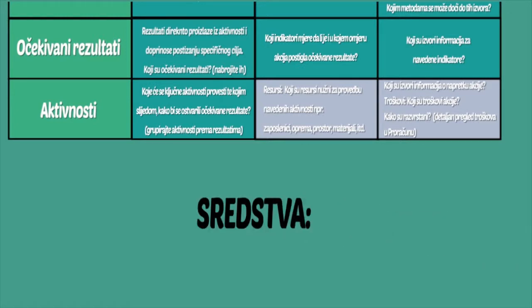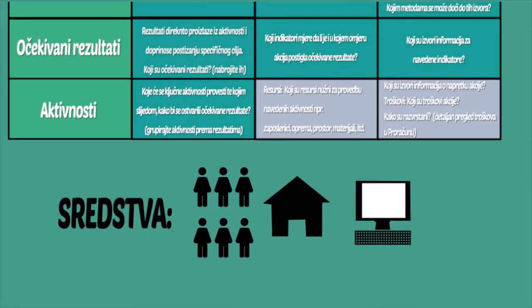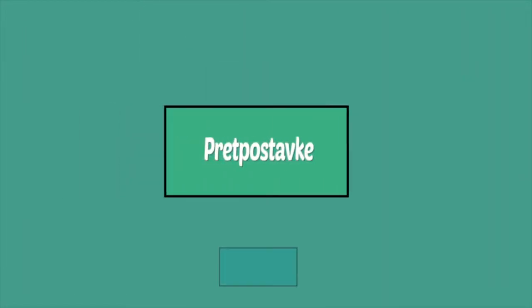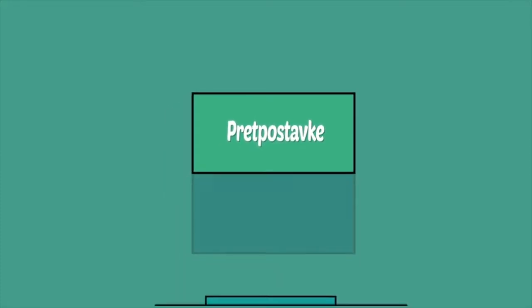Under activities, the human resources, location, and technical support that are essential to the implementation of the project, as well as the source of information for measuring progress, should be written, rather than indicators and checking sources.